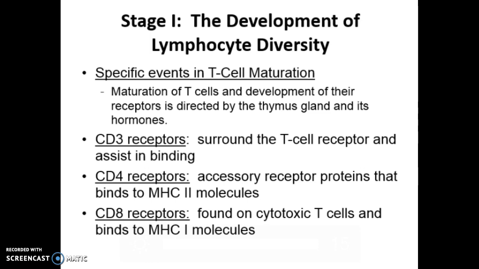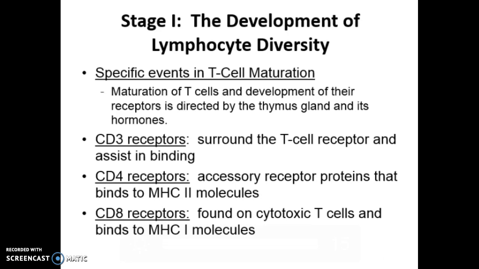So if we start with T cells, all right, the T cells, if you remember, they are created within the bone marrow, but they very quickly move to the thymus gland. All right, it's within the thymus gland that it receives the proper hormones and chemical signals to become and to mature into a properly functioning T cell.